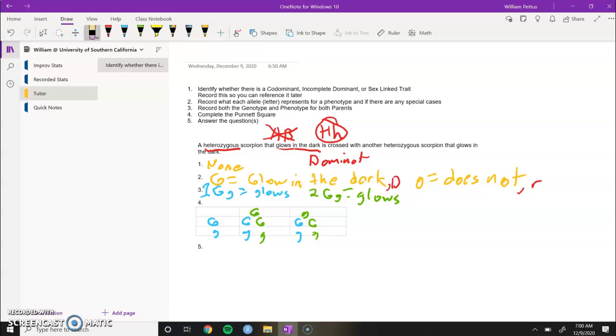And I already made a mistake here, so it's good to go back and check. That shouldn't be a little g, that should be a big G. And this one shouldn't be a big G, that one should be a little g there. So always good to go back and check your work on this one. And then to write in which each of these are, this one glows. This one will glow. This one will glow. And this one here does not.